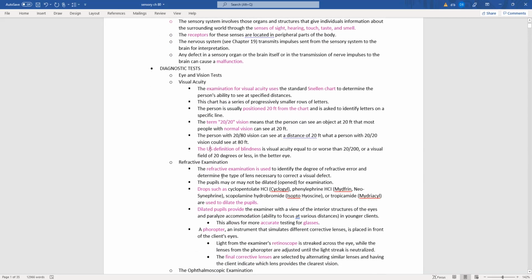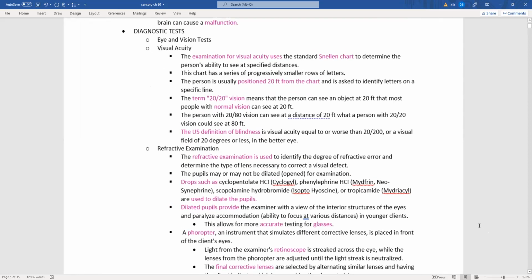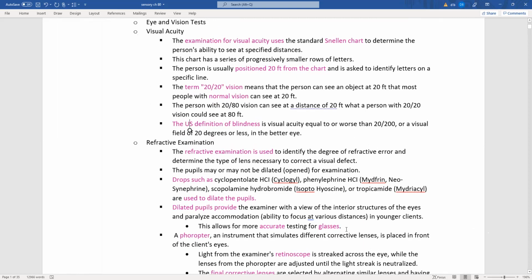Refractive examination. The refractive examination is used to identify the degree of refractive error and determine the type of lens necessary to correct a visual defect. So that's the refractive examination. The pupils may or may not be dilated, open, for the examination. They may or may not be open during the refractive examination.